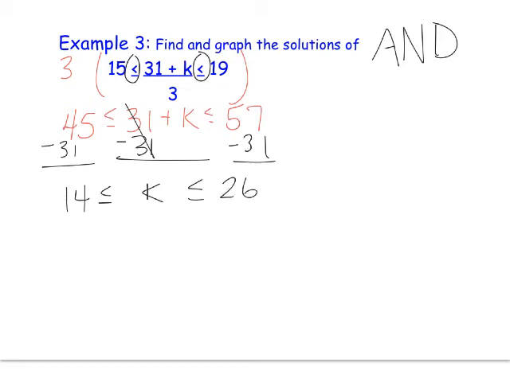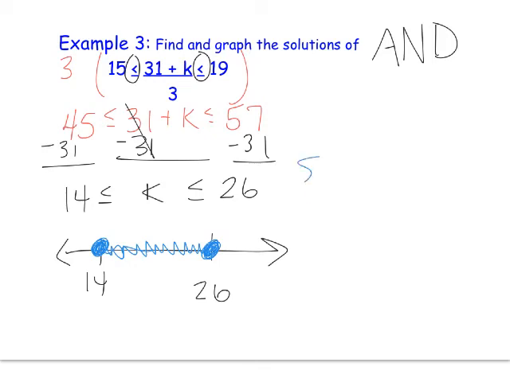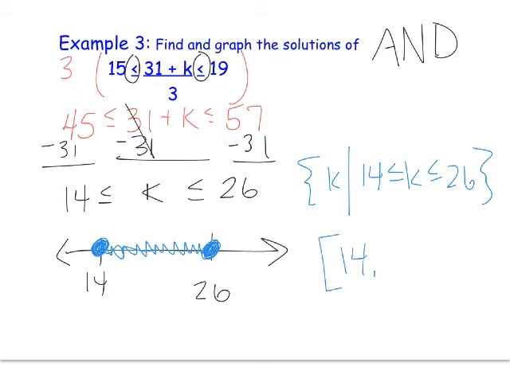So here we see k includes all the numbers that fall in between 14 and 26, including the 14 and 26. So on our number line here, let's say that 14 is there and 26 is there. We are including both the 14 and the 26 and all the numbers that fall in between those. So here is one example of a correct solution. We could write this in set builder notation, k such that 14 is less than or equal to k is less than or equal to 26. Or we could write this as an interval. We're including a 14 and we're going up to a 26 and we're including that.